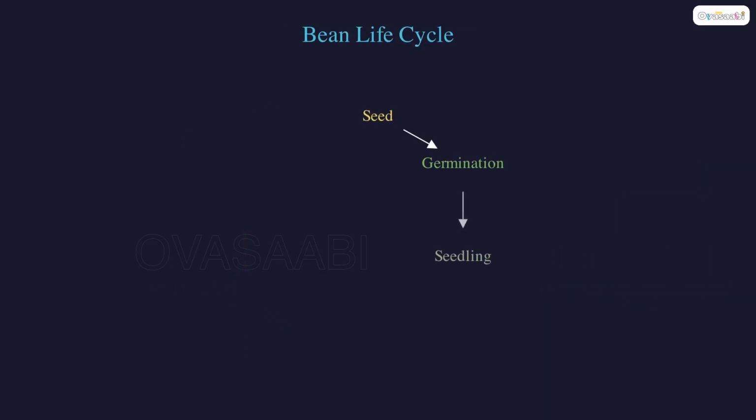Watch a bean's life cycle. The seed germinates, grows into a seedling, then matures and flowers. Pollination forms pods full of new seeds, completing the cycle.